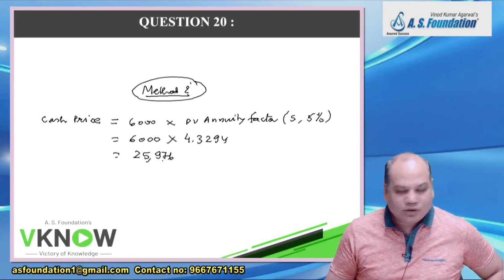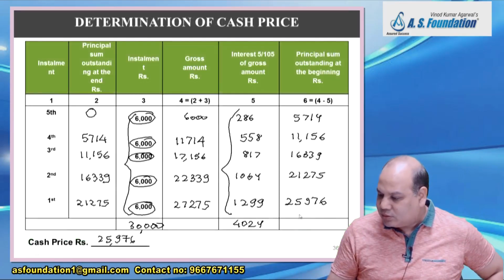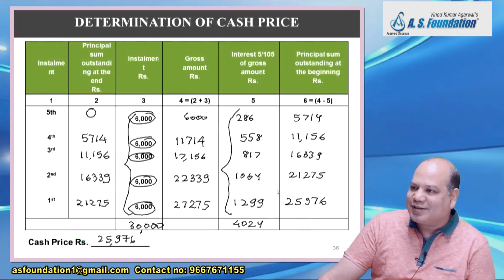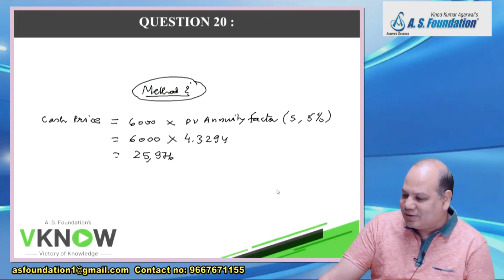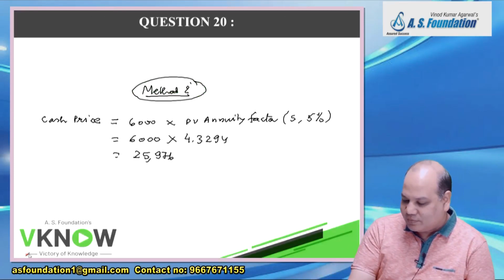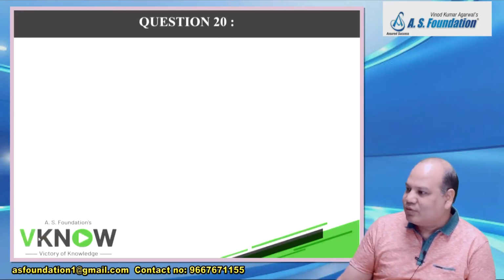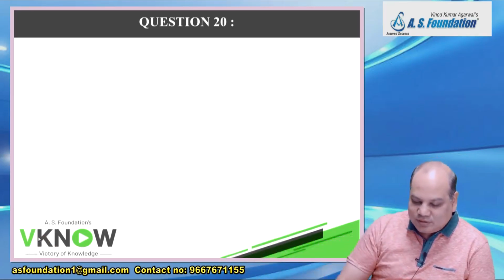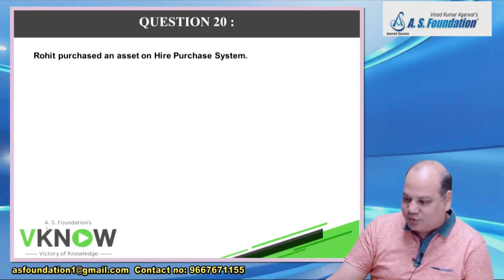25976. 6 or 7. And what was the answer here? Same. Wonderful. 25976. Amazing. You people are geniuses. Where were you for such a long time? So this answer is over, huh? Right. Next wonderful question for you.